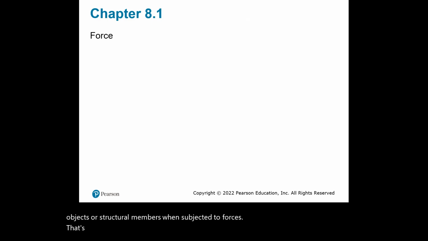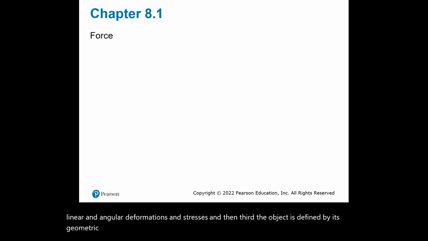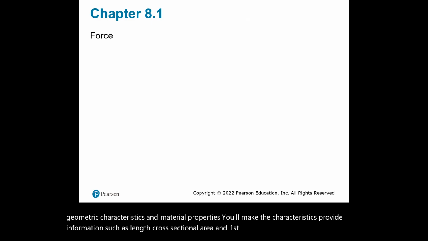That's one. Two, in mechanics, by the term behavior, we mean obtaining information about the object's linear and angular rotational displacements, such as velocity, acceleration, linear and angular deformations, and stresses. And then third, the object is defined by its geometric characteristics and material properties. Geometric characteristics provide information such as length, cross-sectional area, and first and second moment of area.